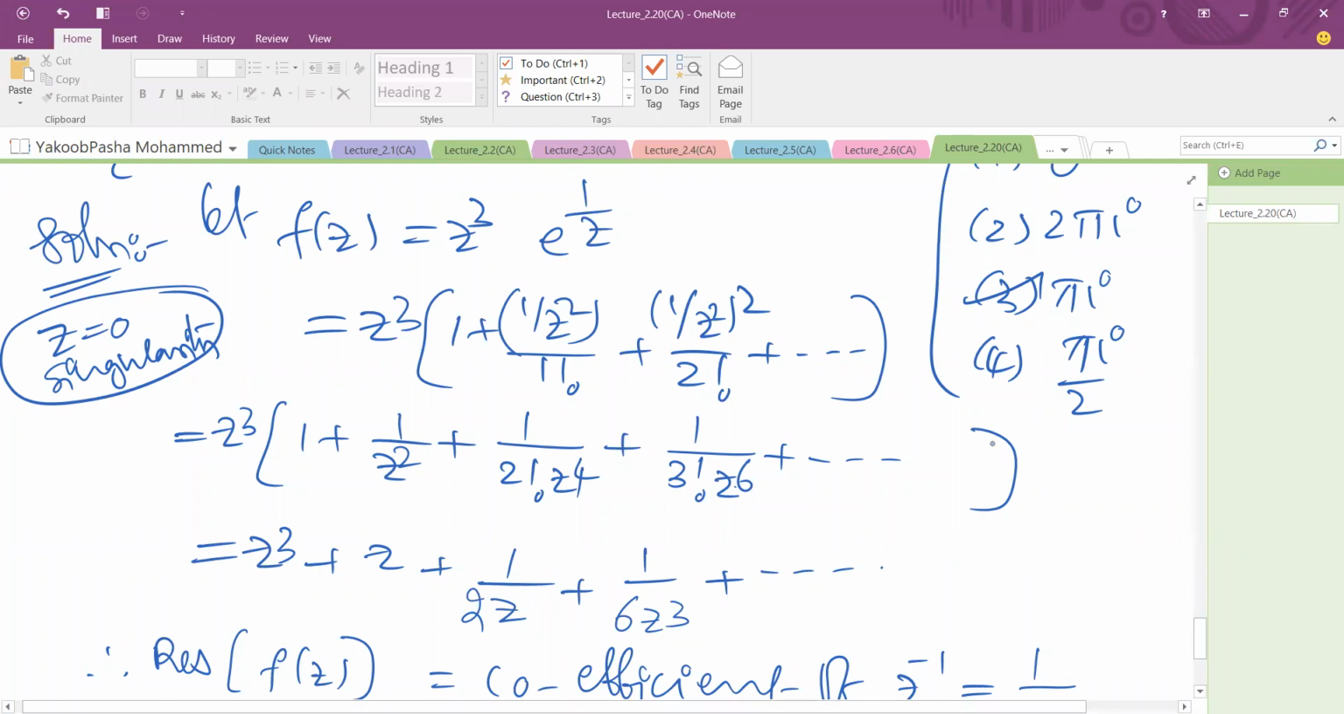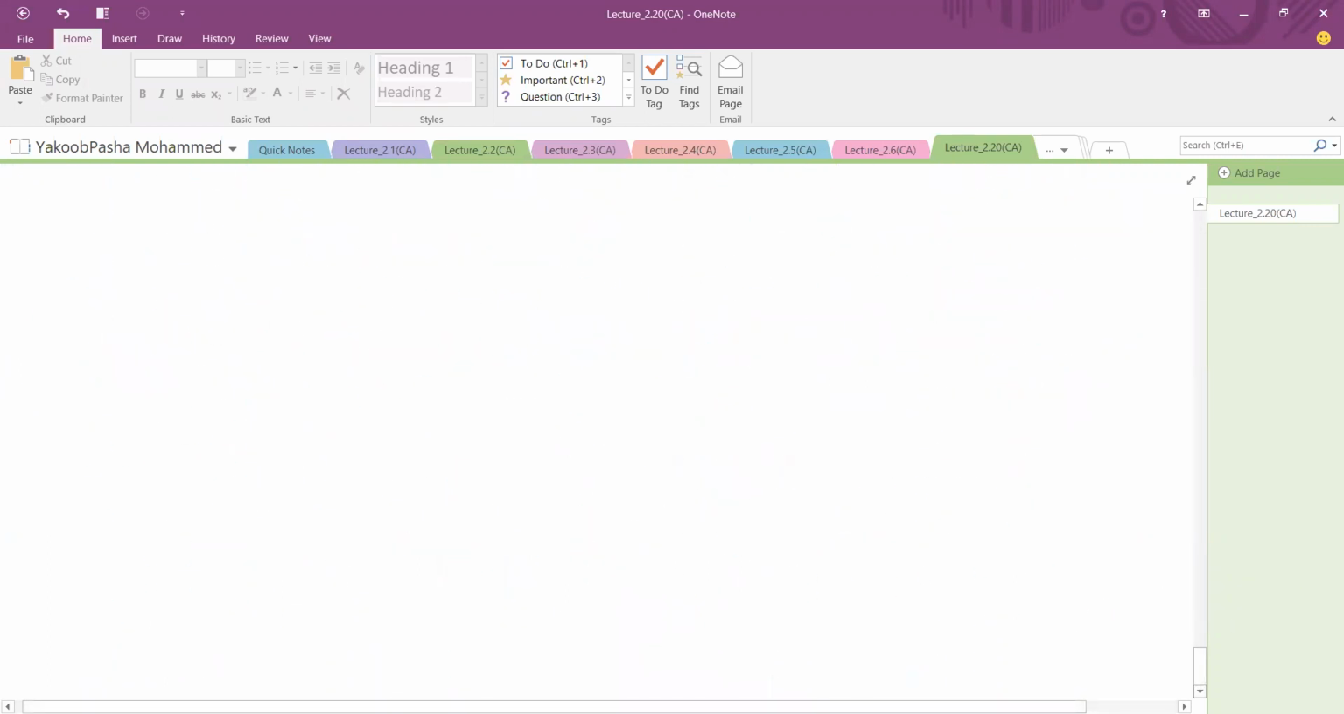If for f of z, this is a JL question. Simple. I think it is completed in the last class, the essential singularity problem we did. Now I'm taking another problem. This also.